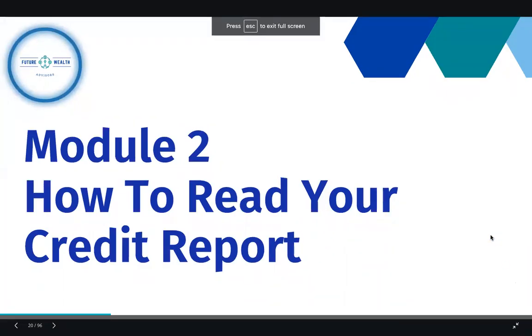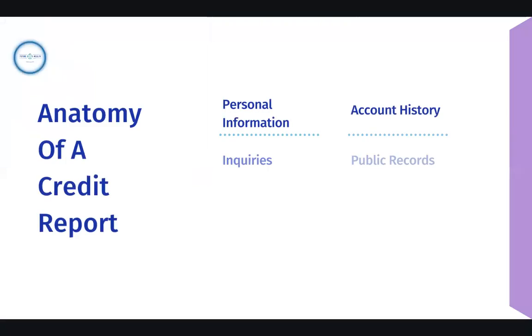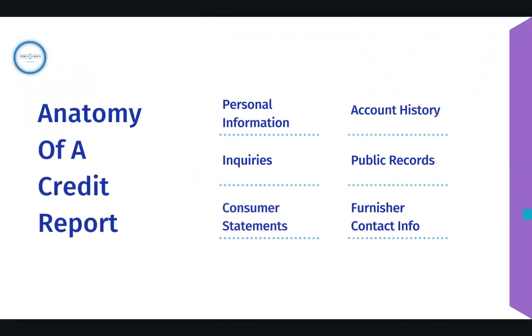All right, so in this module, we're going to teach you how to read your credit report. So the anatomy of a credit report. It contains your personal information, which is your name, potential aliases, date of birth, social security number, current and previous addresses, current and previous places of employment.